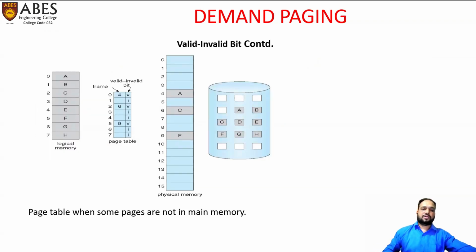As you can see, the logical memory has these pages, and those are mapped to frames 4, 6, and 9 inside the page table. Along with those frames, there are some bits written that represent valid and invalid. At the fourth frame there exists A, so that is the valid one. On the sixth frame, it is again valid. Here C is mapped to 2, and F is mapped to the ninth place. So all of those are available and stored in the physical memory. When some pages are not in main memory, the page table marks them invalid.